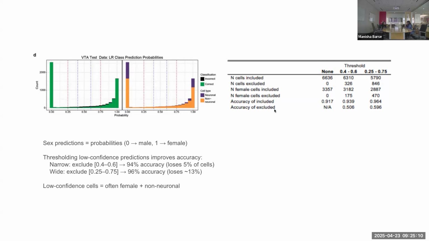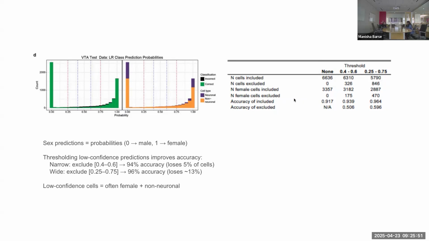And in this table, they have the number of cells included with different thresholds. None means they are not applying any kind of threshold and not removing any cells. So this is the number of cells included, and then the narrow threshold and the wide threshold. After applying the thresholds, the values are 6310 for the narrow one and 5790 for the wide threshold.